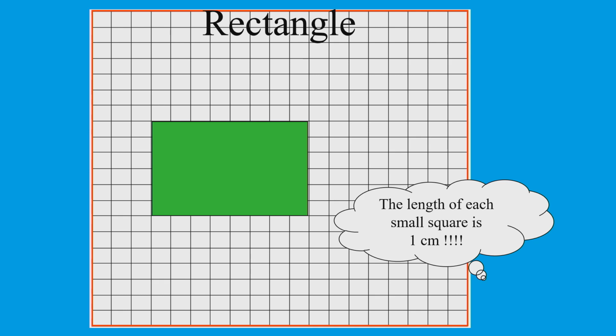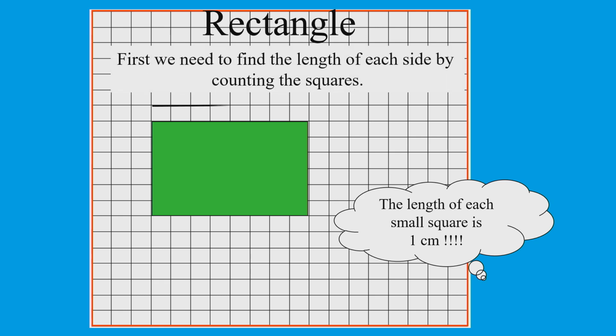Please note that the length of a small square is 1 centimeter, and we are now going to count the number of small squares around the whole rectangle. At first, from left to right, we have 8 small squares, implying 8 centimeters.